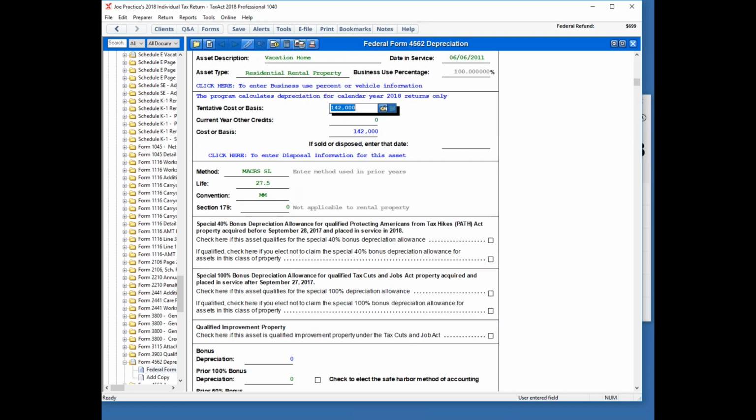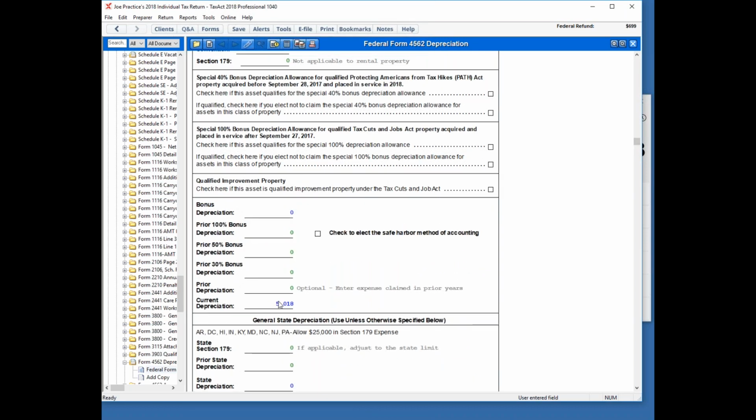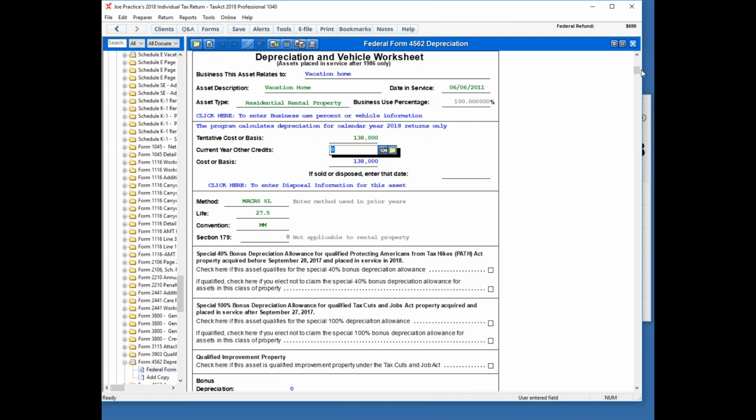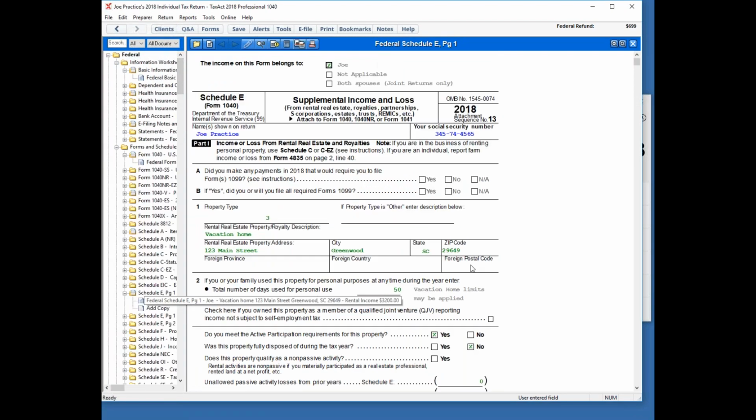That's even closer. Let's finalize it here at 138. Let's see if that gets us real close. Yep, that's real close, $5,018. So that's real close to my example. That's what I wanted. Okay, so we're going to go back now to the Schedule E and see how that was fit in.